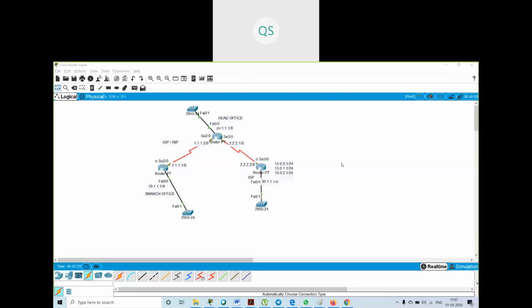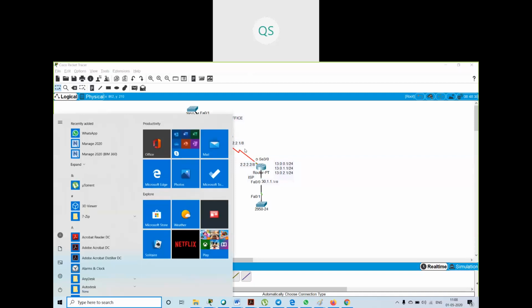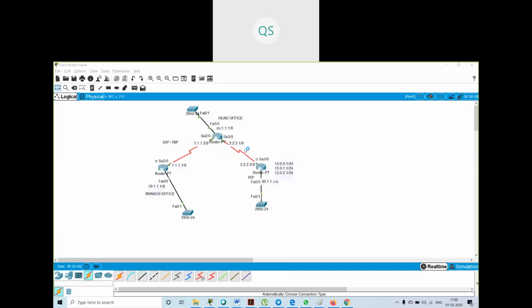Okay, so today we will see default route in OSPF. We have seen yesterday default route with the help of RIP. We had configured the RIP routing protocol, and we had a default route between the ISP and the head office. We advertised the default route in the RIP. Now today we will be using OSPF, and we'll see how to advertise the routes using OSPF.